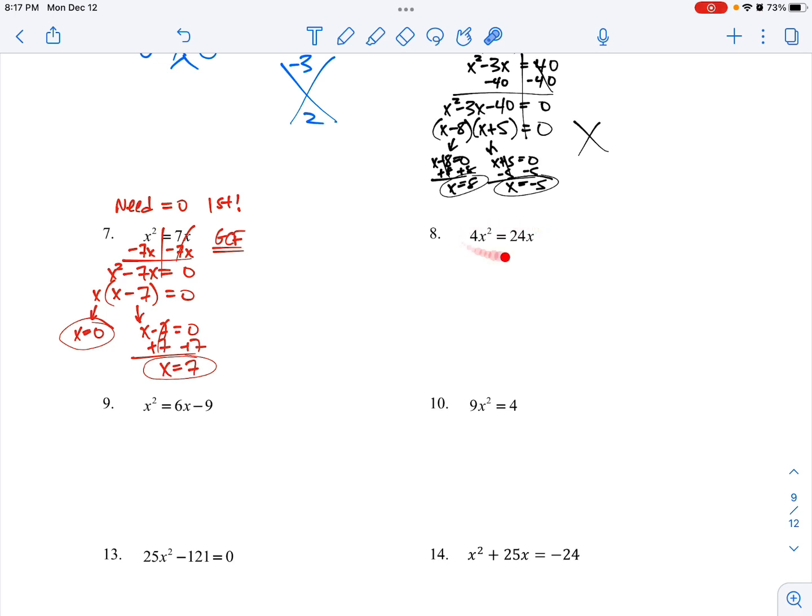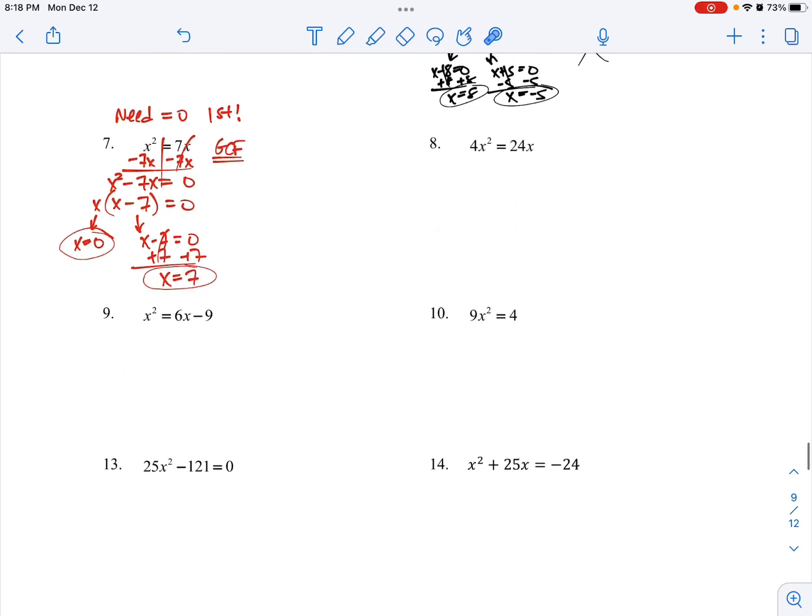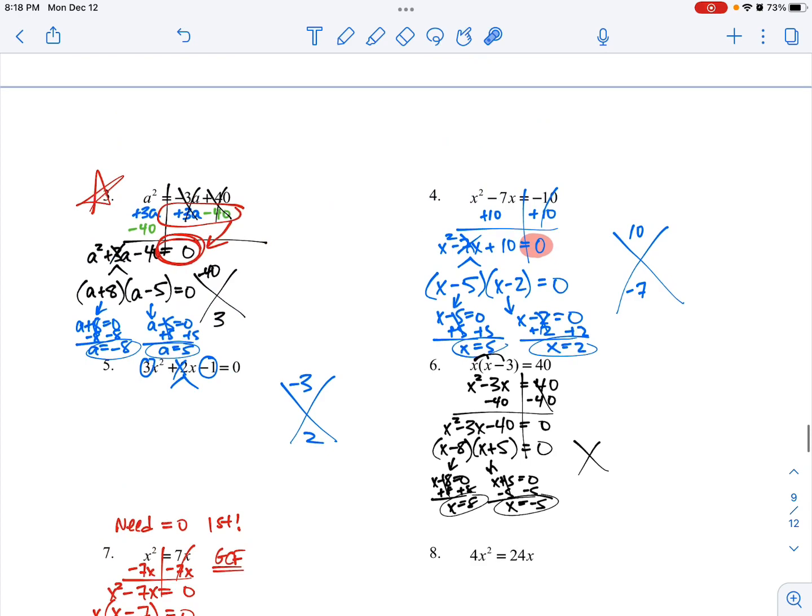I think this one is just like this one. If you move over the 24x, there's a GCF. Do exactly what we did here. Both of these things need to be moved over, just like we did on this problem.